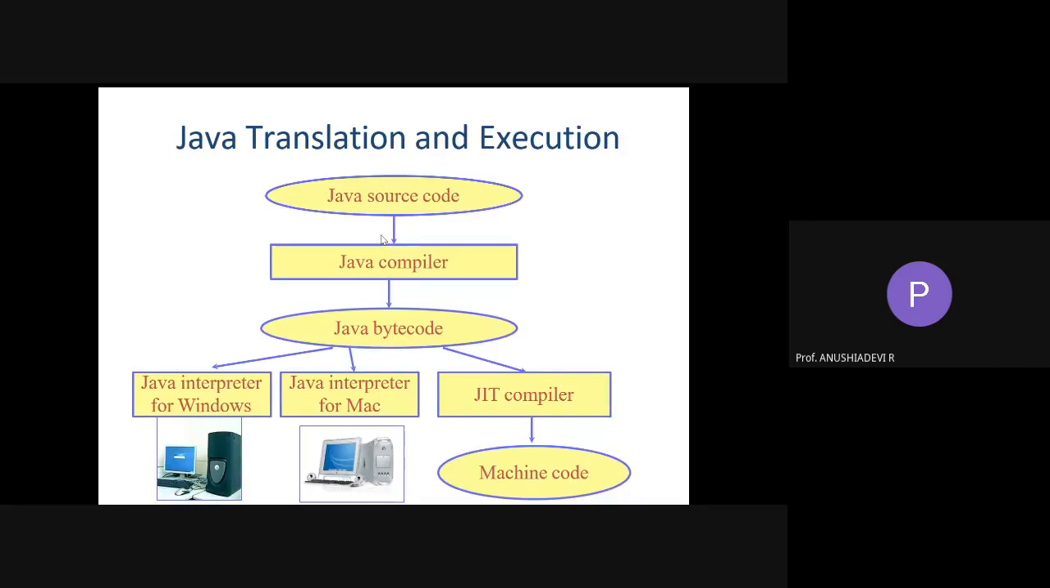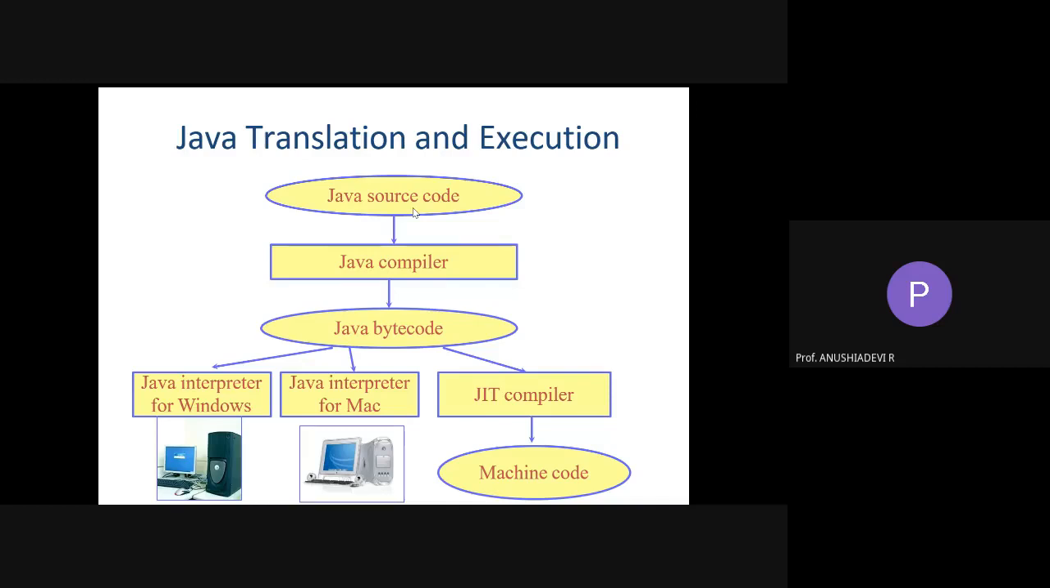Yesterday itself, we saw how Java is compiled and how Java is executed. First, we have to write the Java source code in an editor, which may be any text editor. How do you save a C++ program? With the extension .cpp. Very good.